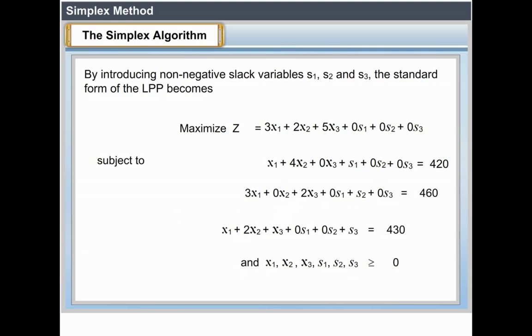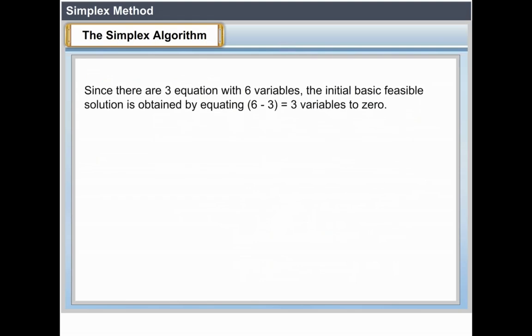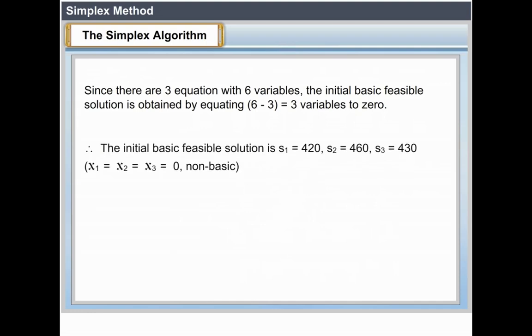After converting the given LPP into standard form, we have to write whatever variables we used in the standard form with the symbol greater than or equal to 0. Since there are 3 equations with 6 variables, the initial basic feasible solution is obtained by equating 6 minus 3 equal to 3 variables to 0. Therefore, the initial basic feasible solution is S1 equal to 420, S2 equal to 460, S3 equal to 430.